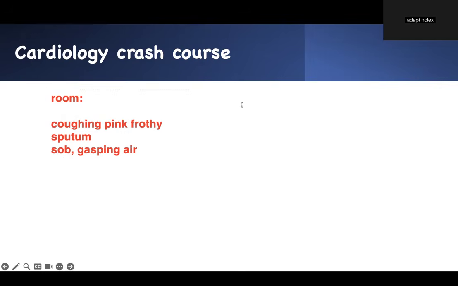If you see this as a question, a patient coughing blood, pink, frothy sputum, shortness of breath, and gasping for air, I just told you this patient has what? Pulmonary edema. And therefore, what do you want to do? It does not want oxygen right away. The first thing is what? High Fowler's position. That will allow the patient to breathe.